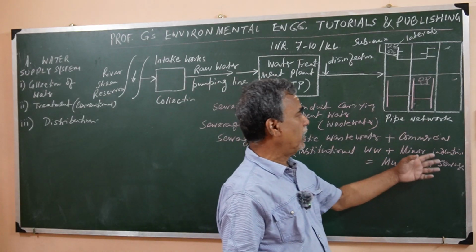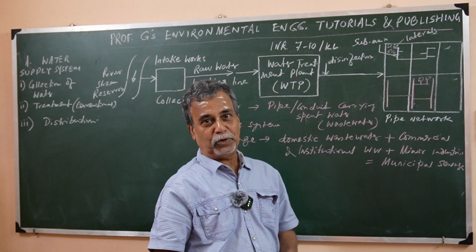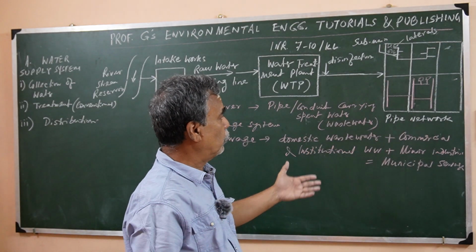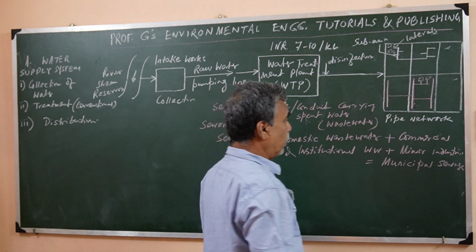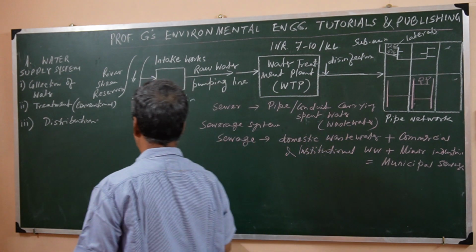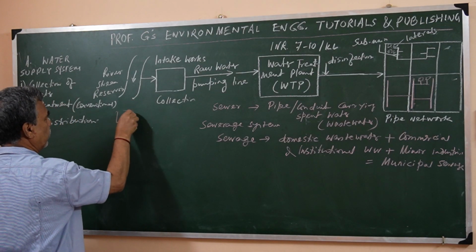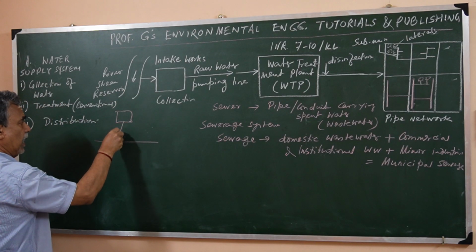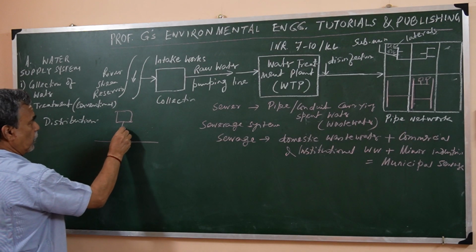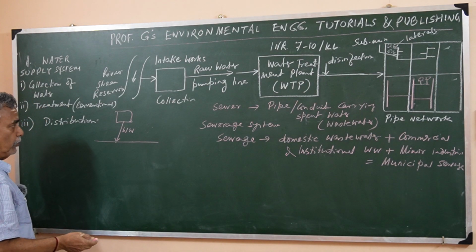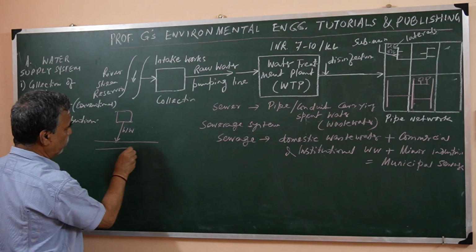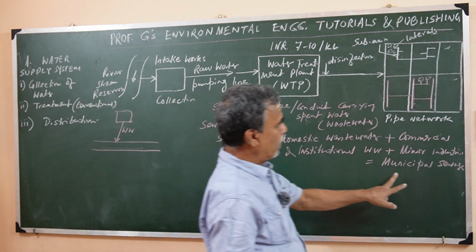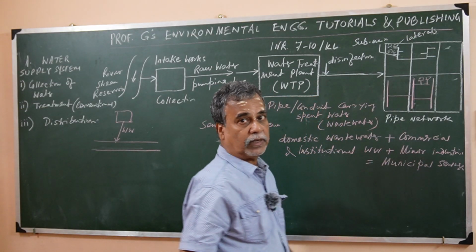For industries, the effluent may be treated separately in their captive plant, or a cluster of them, or a common effluent treatment plant. But suppose an industry is there and there is a sewer line, and the industry is allowed to discharge its wastewater, also called effluent, into the sewer line. That is combinedly termed municipal sewage. Is it clear to all of you?